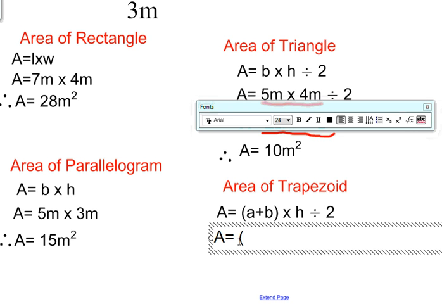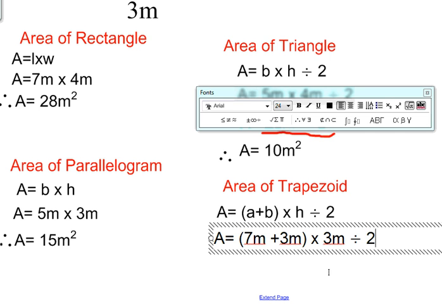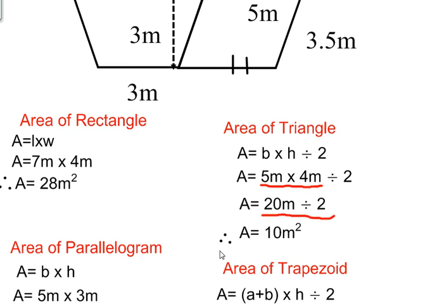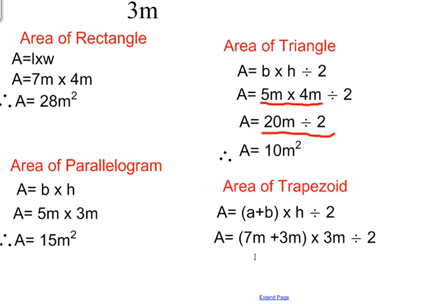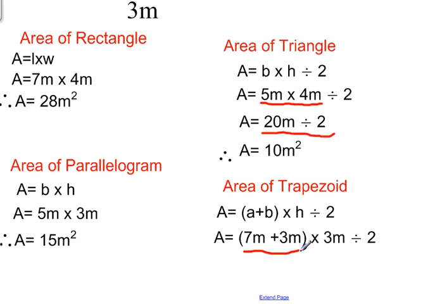Area equals A was 7 meters plus 3 meters, bracket, times 3 meters, which is the height, and then divided by 2. Let's just cut and paste that. So again, we have 7, 3, 3. Do it again. So the first thing we're going to do is, of course, 7 plus 3, sorry, because 7 plus 3 is within brackets.